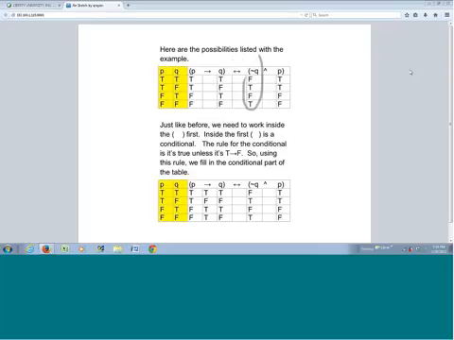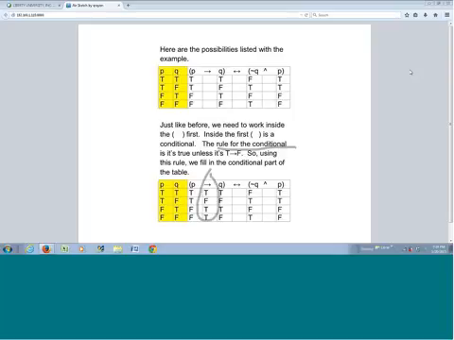So we have those filled in. Now we need to work inside the parentheses first. So let's look at the first set of parentheses. It's the conditional. So we're going to have to refer to the rule for conditional: it's true unless we have true arrow false. So using this rule, we fill in the conditional part of the table.